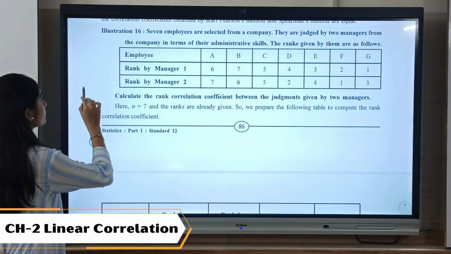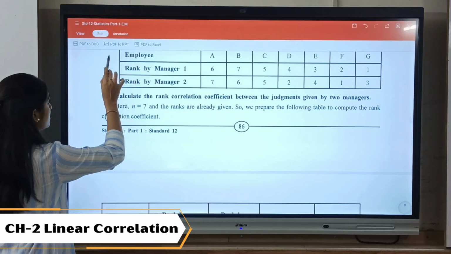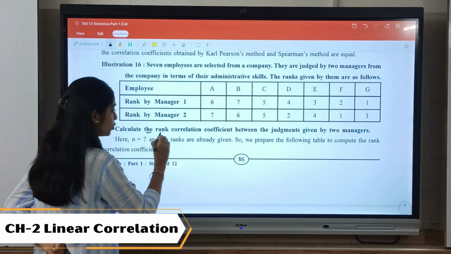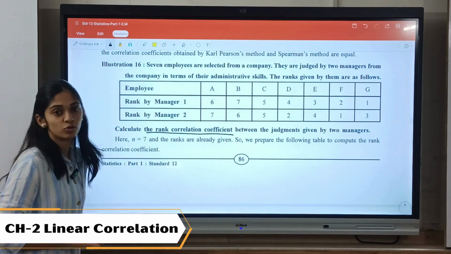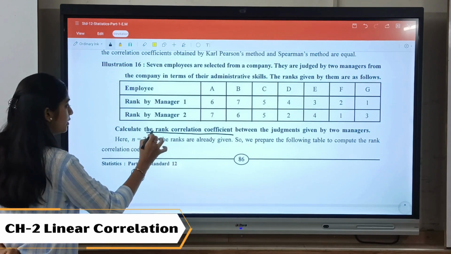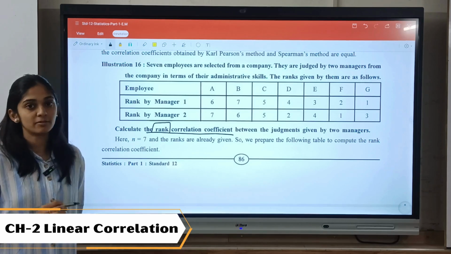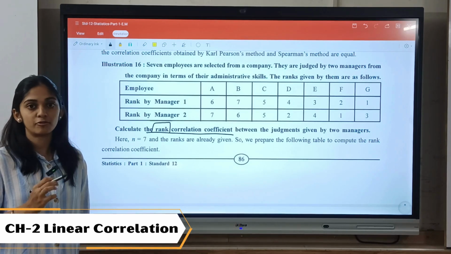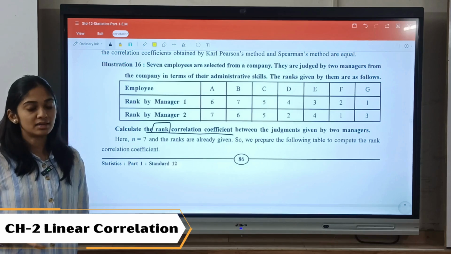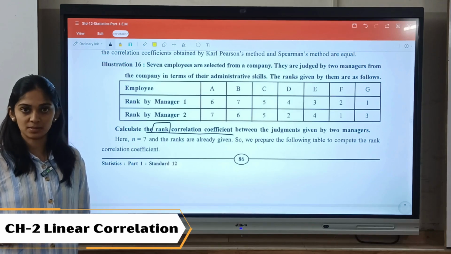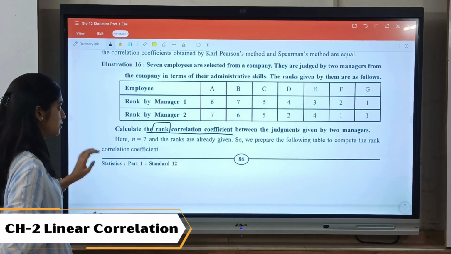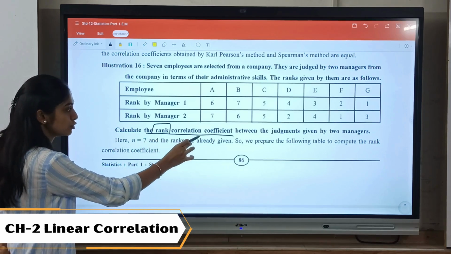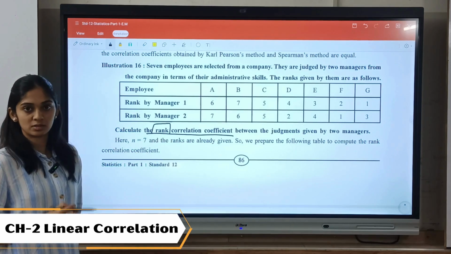For that, in the question it will clearly be mentioned whether we are supposed to calculate the rank correlation coefficient or just the correlation coefficient. If the word rank is mentioned, then compulsorily we are supposed to use Spearman's rank correlation. And if it is simply given that find the correlation coefficient, at that time we need to use Karl-Pearson's correlation coefficient. Now here, as they are asking to calculate the rank correlation coefficient, we need to use Spearman's rank correlation coefficient.